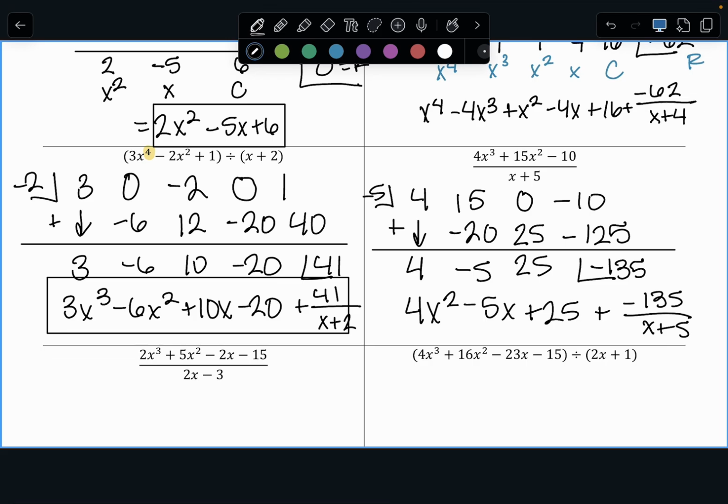Synthetic division is usually a lot faster than long division just because you're adding. It's just quicker in your brain.